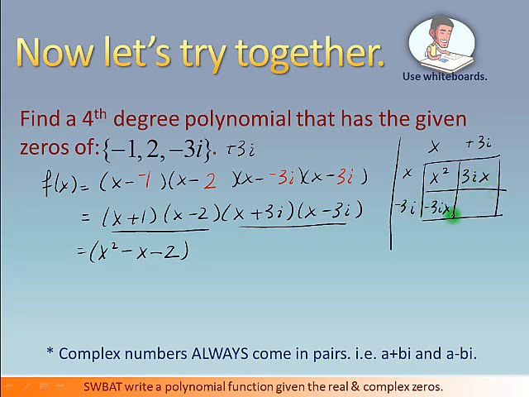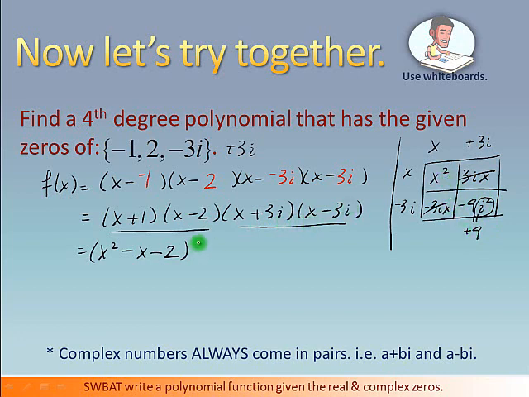This is -3ix. -3 times positive 3 is -9i squared. Now we can see these are identical terms. Those are going to cancel out, giving me 0. -9i squared is equivalent to positive 9. Remember, i squared is the same as -1. -1 times -9 is positive 9. So when we're multiplying these two, that's one way of going about it. You get x squared plus 9.